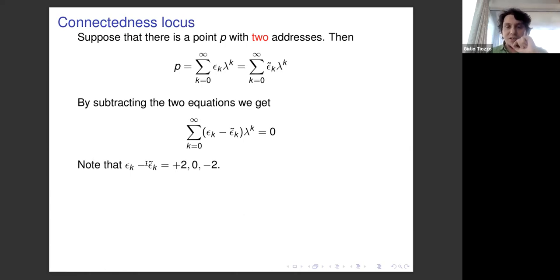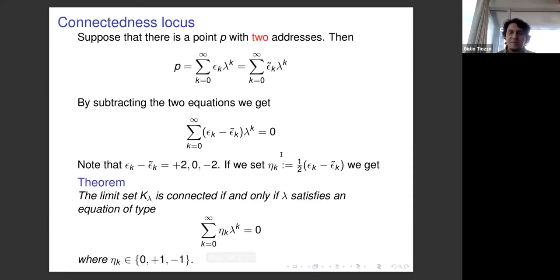So these are the only possibilities for these coefficients. And if you divide by 2, you see that you're going to get coefficients plus 1, 0, or minus 1. And so this is an interesting theorem. This is already a non-trivial mathematical theorem proved by Thierry Bouch, I think, in the early 80s, which is the following.